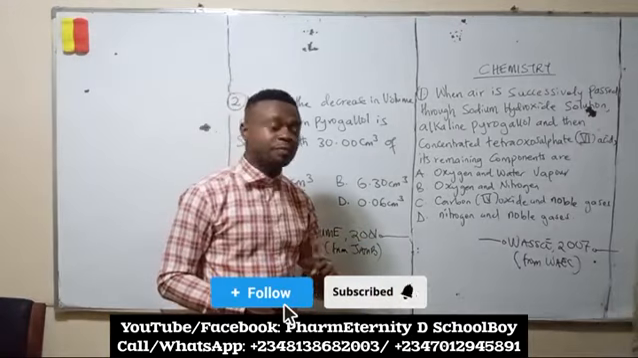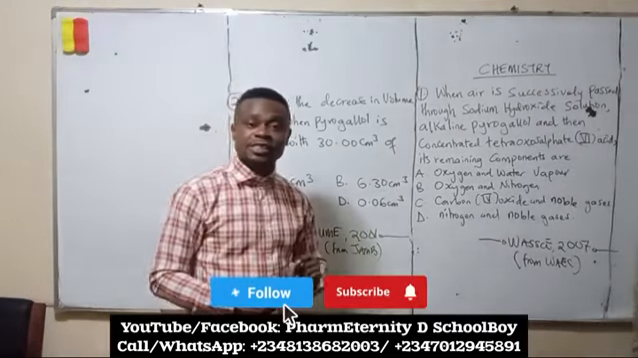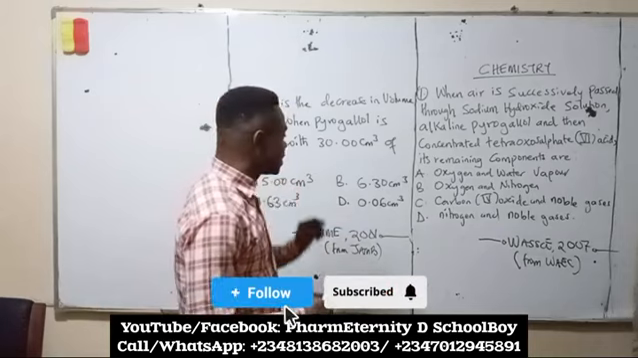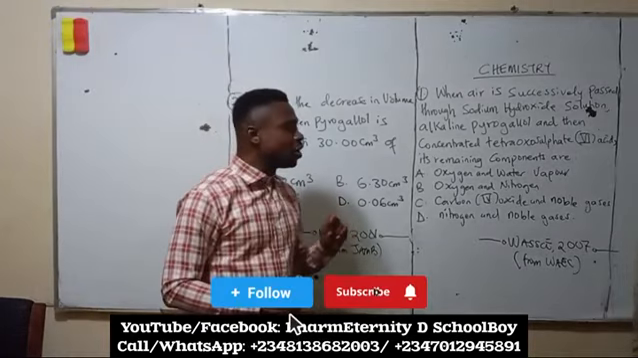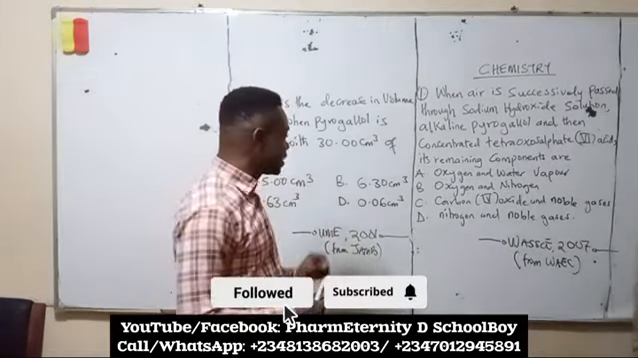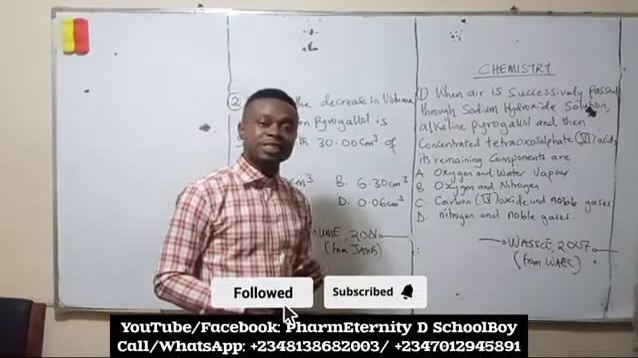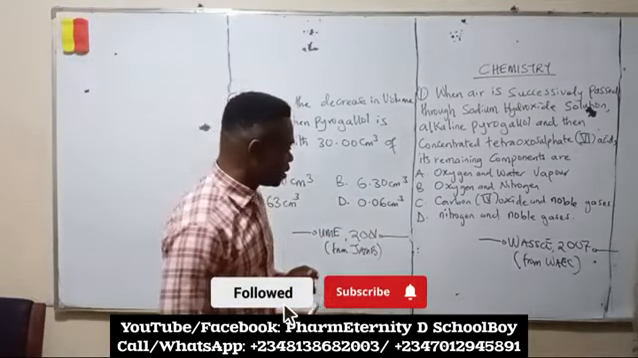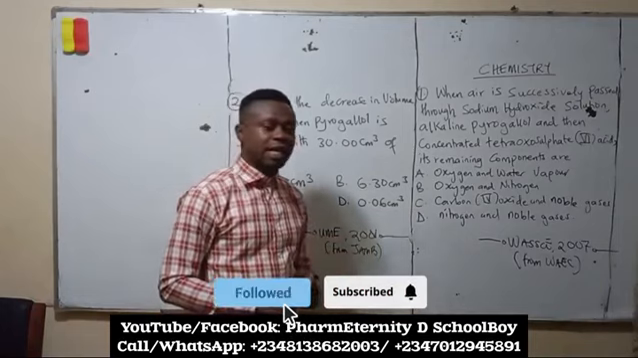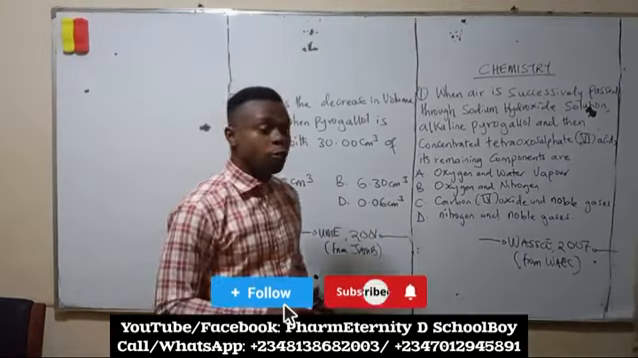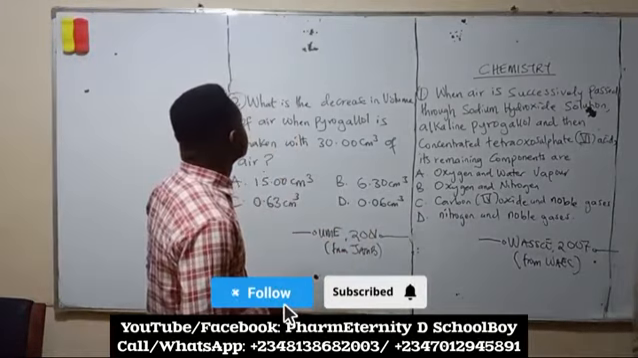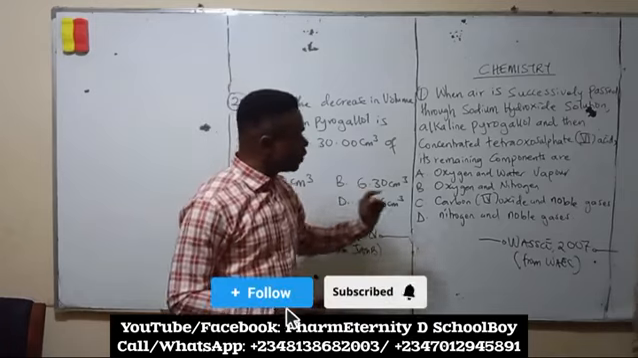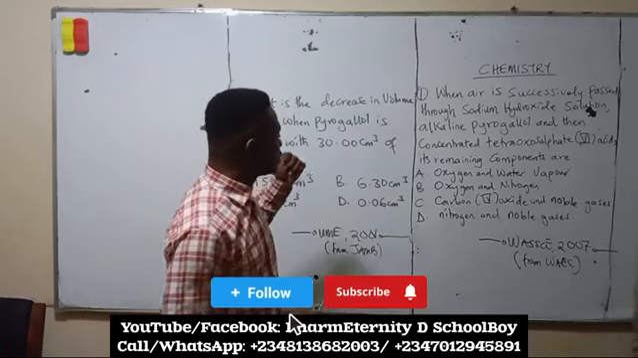A. Oxygen and water vapor, B. Oxygen and nitrogen, C. Carbon 4 oxide and noble gases, D. Nitrogen and noble gases. WASSCE 2007 from WAEC. Let's solve this question 1 first before we go to the second question.